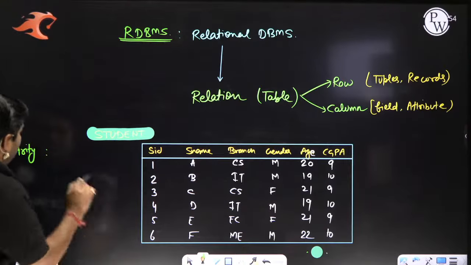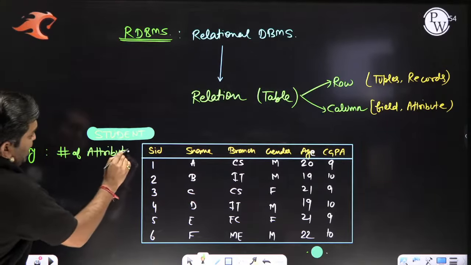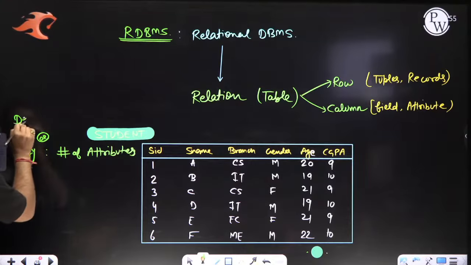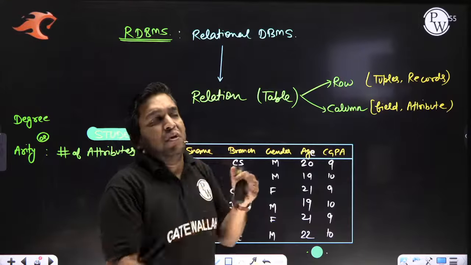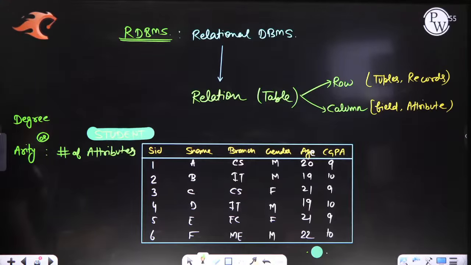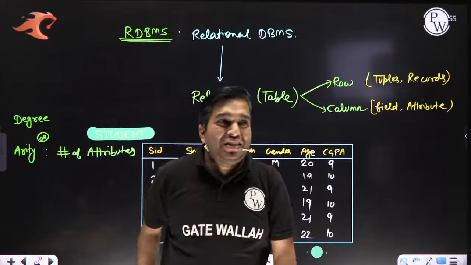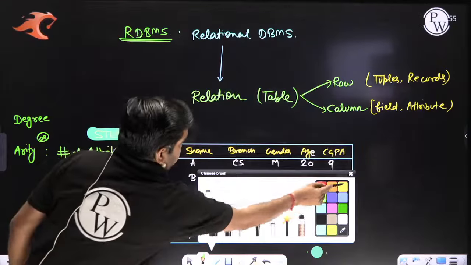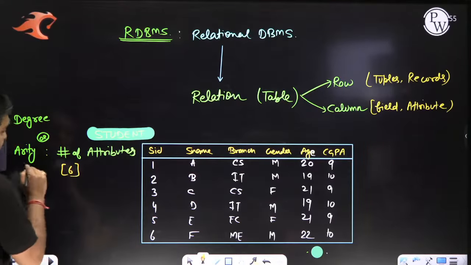So what is the meaning of arity? Arity means number of attributes. This is also called degree. Then please tell me, what is the arity in this case? Arity means number of attributes, so here it is 1, 2, 5, 6.